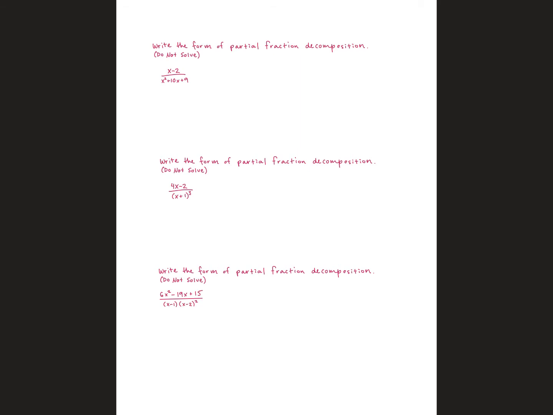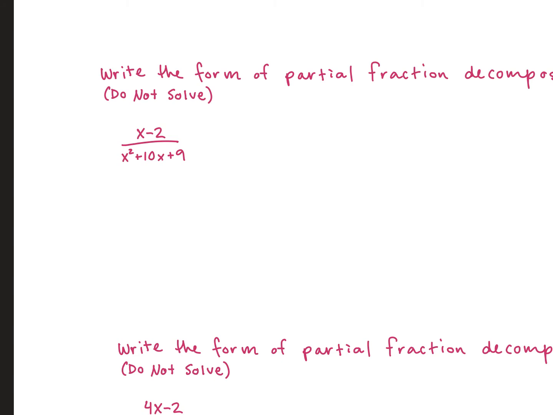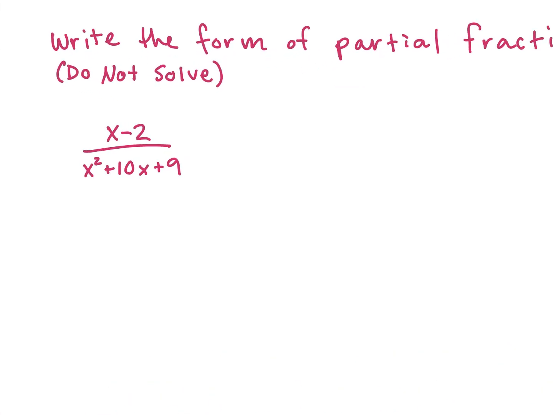All right, so the next three say write the form of partial fraction decomposition, do not solve. So we're just setting it up with the A, B, and C. There are some questions like this on WebAssign, so that's why I put it in the notes. So first step is what? Factor. We got lucky, the last couple were already factored for us, but here we actually have to factor. So what are 2 factors of 9 that add to 10?